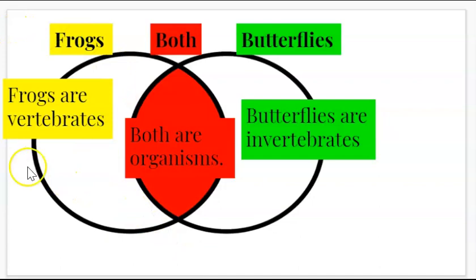What are only frogs? Frogs are vertebrates. And butterflies are invertebrates. So frogs have a backbone or a spine, and butterflies do not.